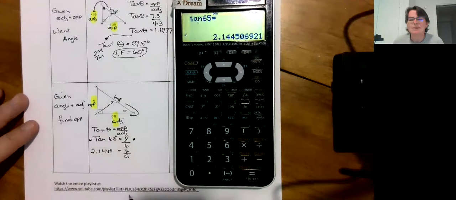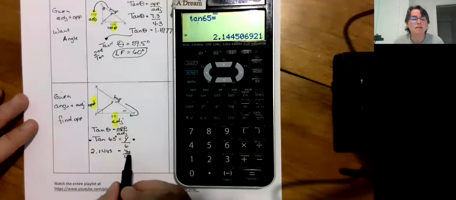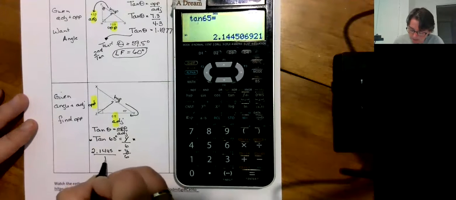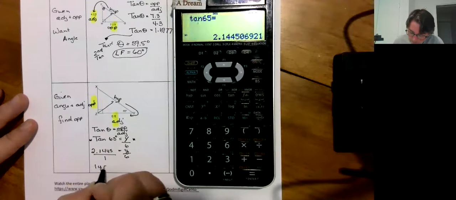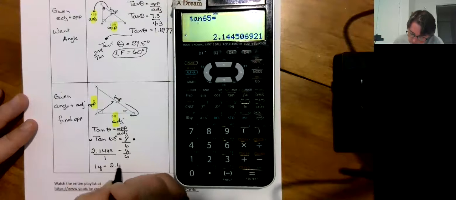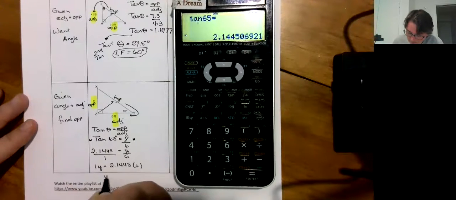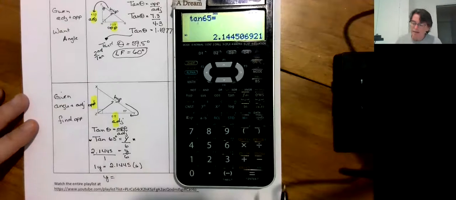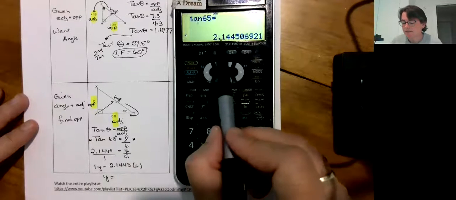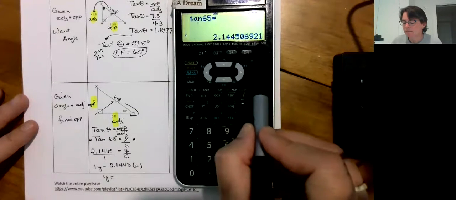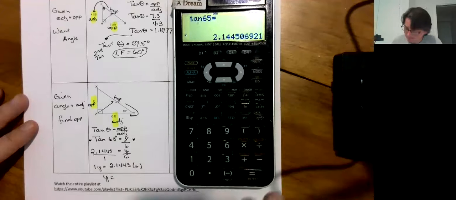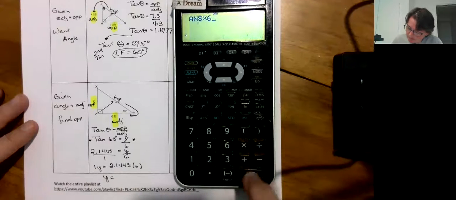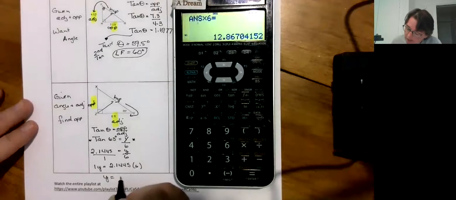And you guys know from now, you've done enough of this. The moment that your unknown is either on the top or the bottom here, we're going to cross multiply. So 1y is equal to 2.1445 times 6. And again, I'm being lazy. I feel no need to clear that off my calculator. I'm just going to multiply it by 6. And there we go, 12.86.